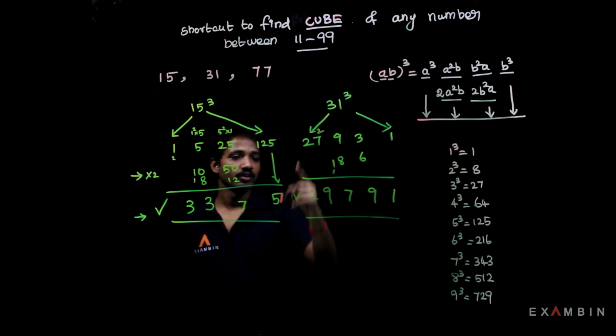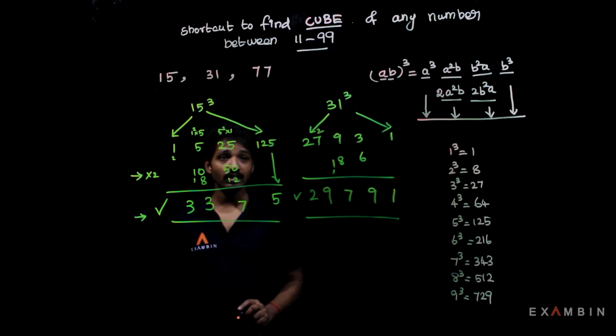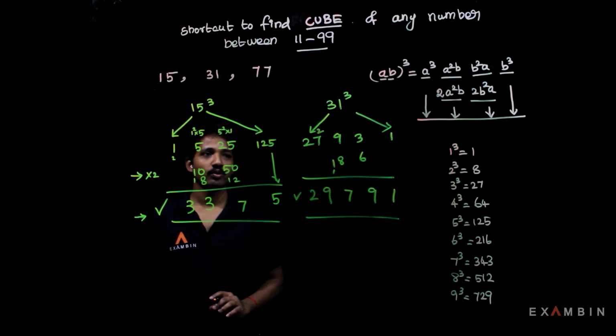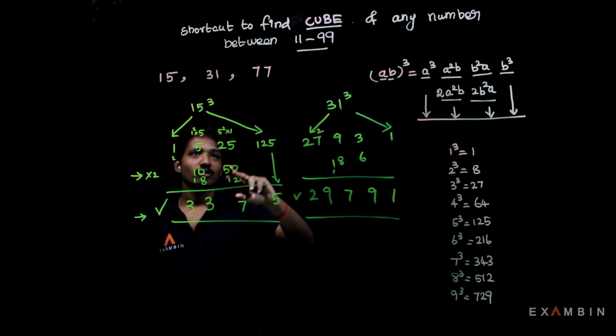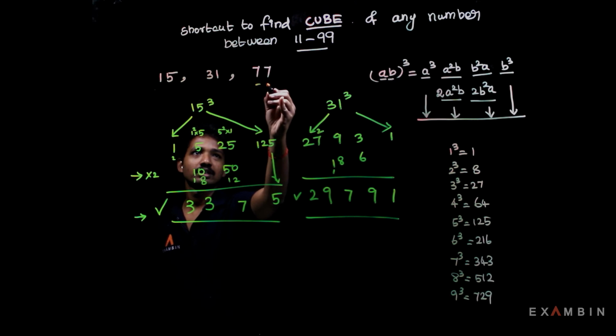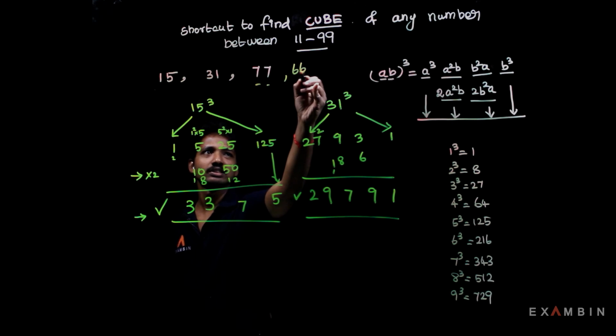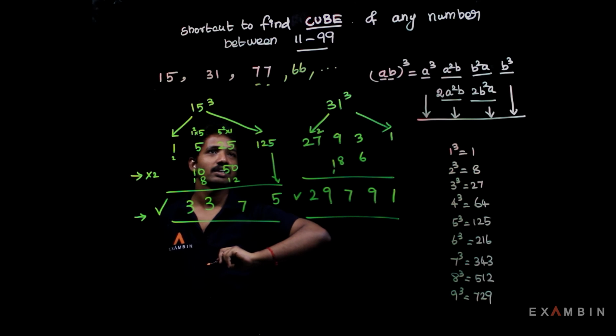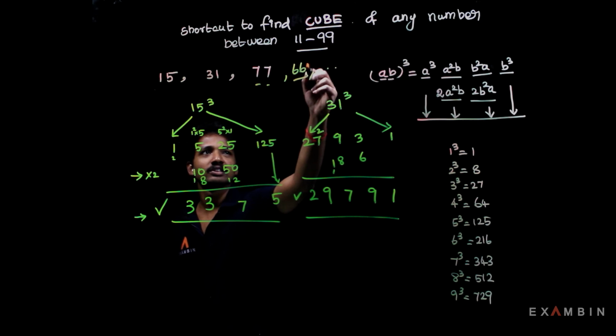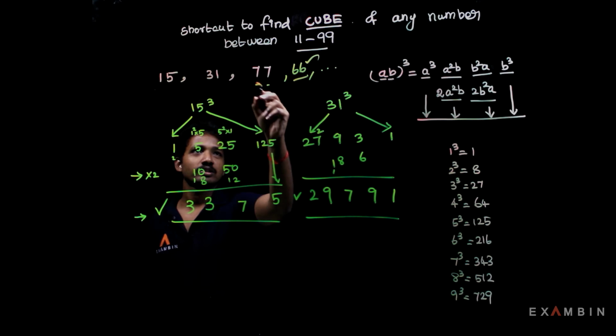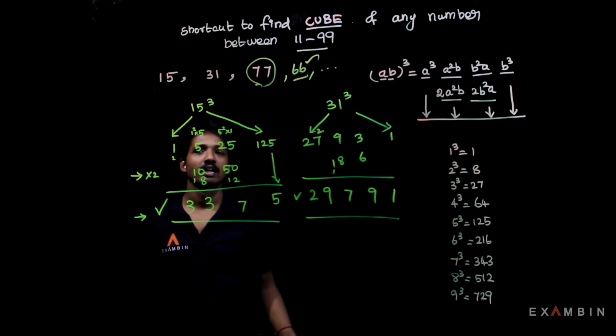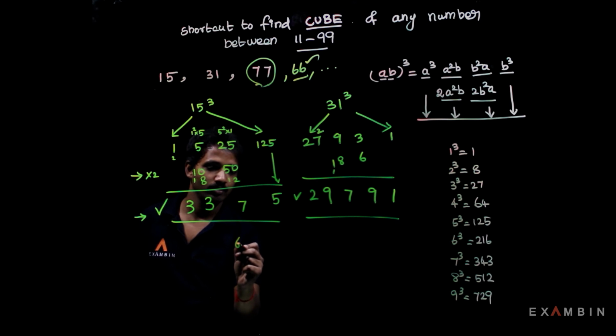29791 is the cube value of 31 cube. Okay friends, I hope you have understood that. But calculating a cube value for the same-digit numbers, that means 77 or 66 or something else. In this case, I'll take 66 instead of 77. So you can work out 77 cube and give me the answers in the comments below. 66 cube.